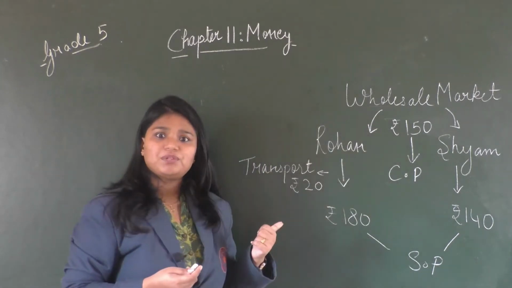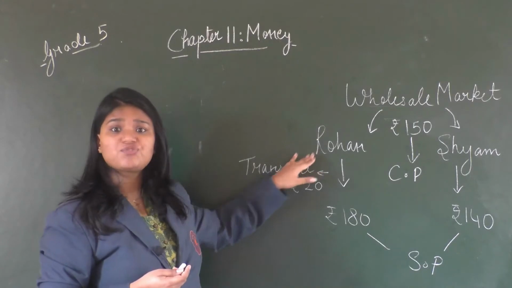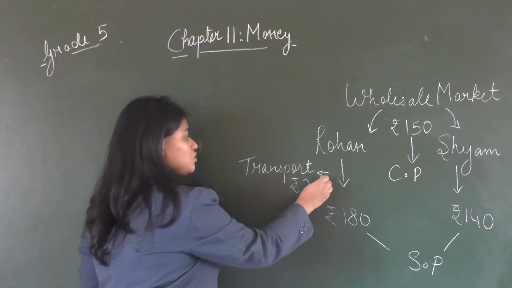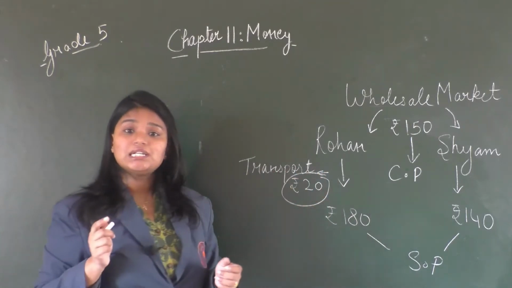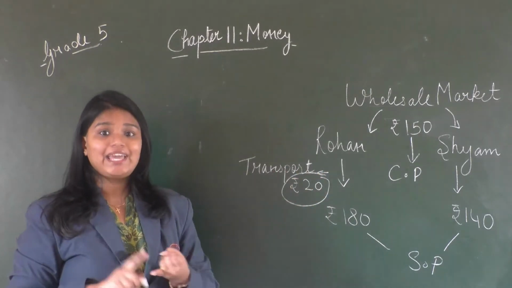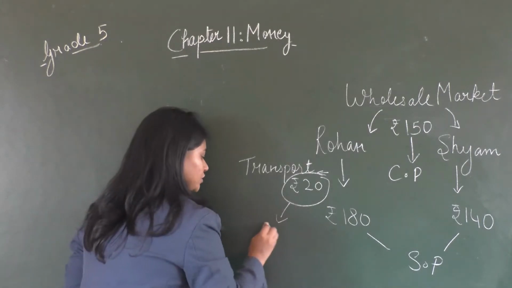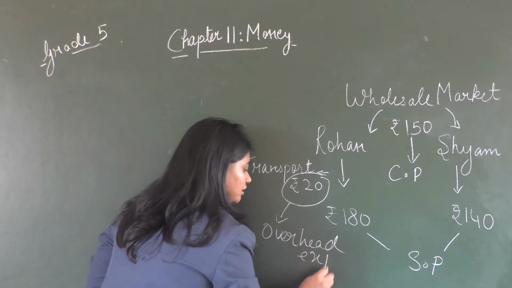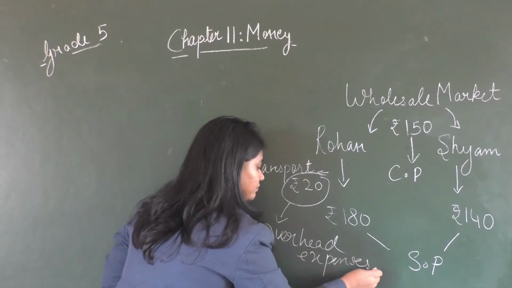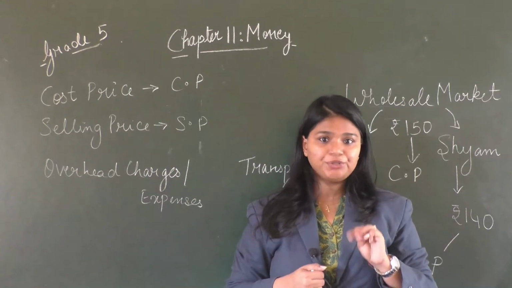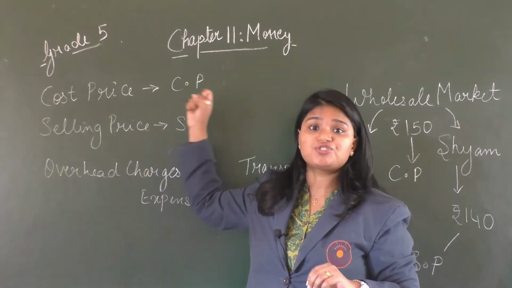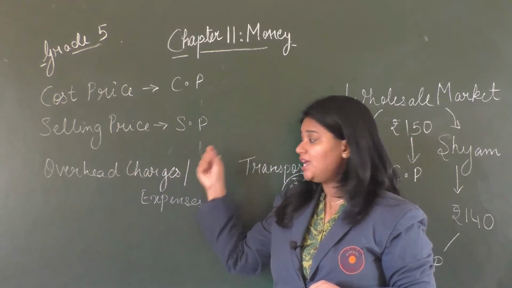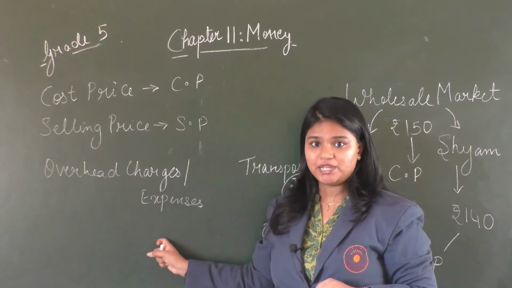Now in this example I told Rohan also pays for the transportation, that is he pays rupees 20. So rupees 20 is considered as the overhead charge, that is the extra expense. So we write it as overhead expenses. So here we learned three new terms: cost price, which is also known as CP, selling price, which is known as SP, and overhead charges or expenses.